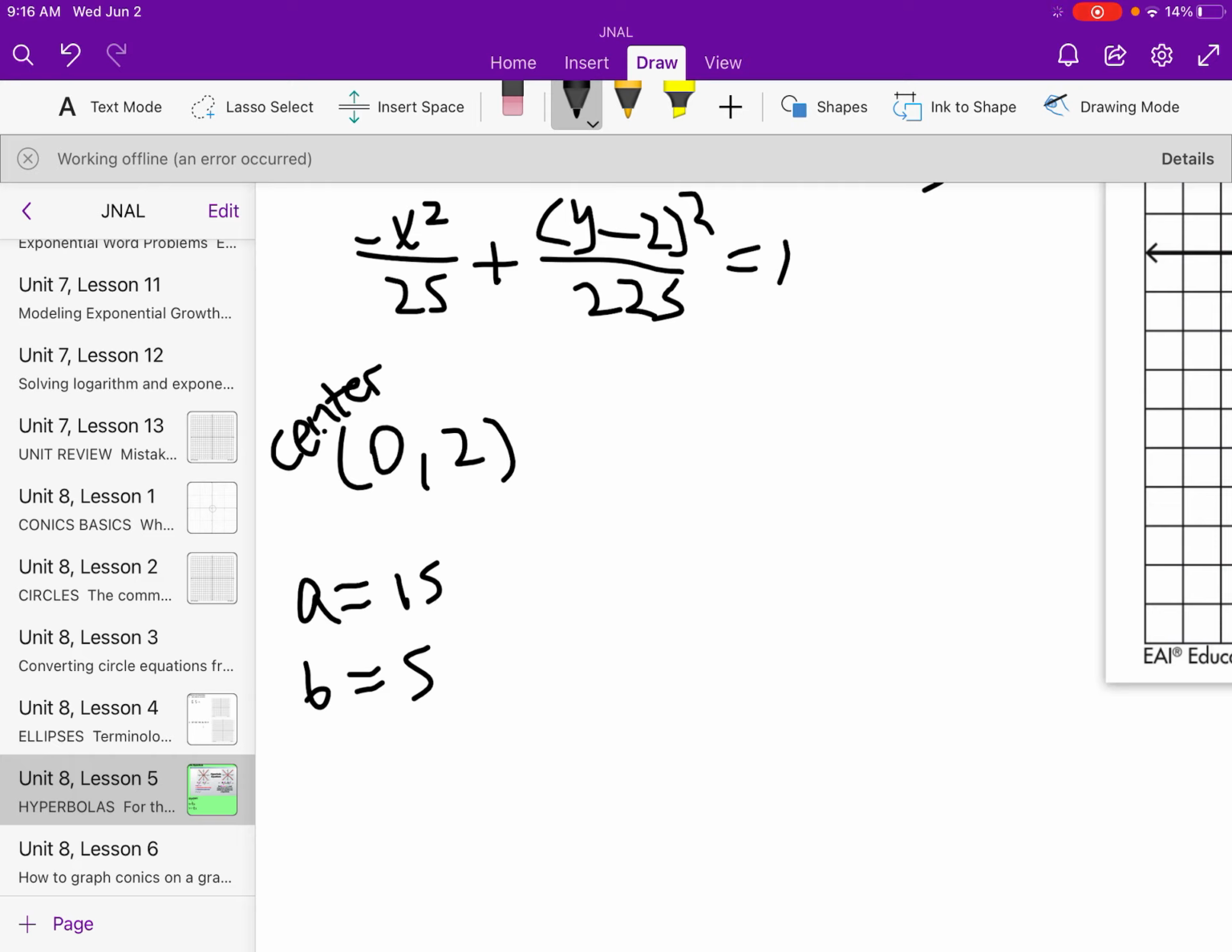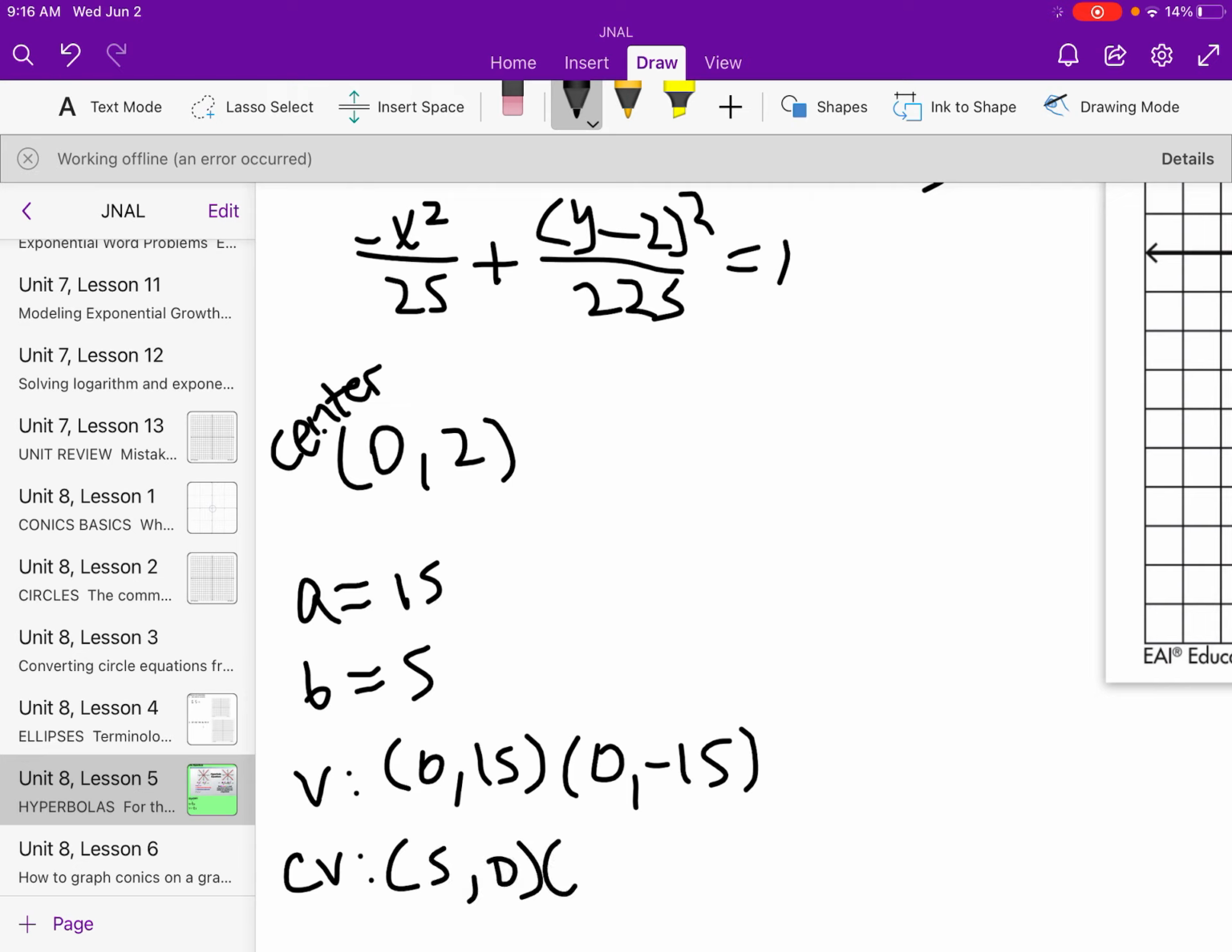Alright, so then we have to have the vertices. The vertices will be, well, we'll have to apply transformations to them, but they'll start out as, well, actually, since the a is under the y, then actually it's going to be 0, 15. 0, negative 15. Then co-vertices would be 5, 0, negative 5, 0. I don't even think this graph goes to 15, so that's not good.